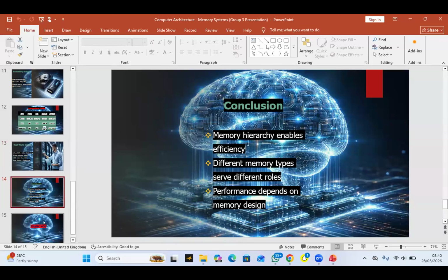So in conclusion, we say the memory hierarchy enables efficiency and different memory types serve different roles. The performance also depends on the memory design. Let me talk about SSD. Some SSDs are designed to perform really, really faster than the others. So here is how we bring our presentation to a conclusion. Please, do you have any questions?